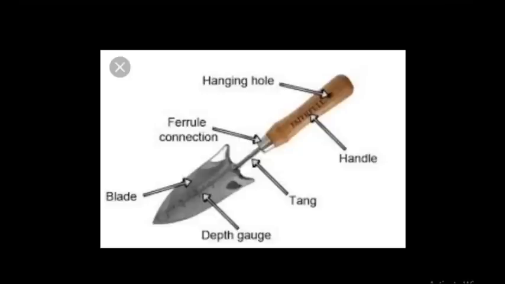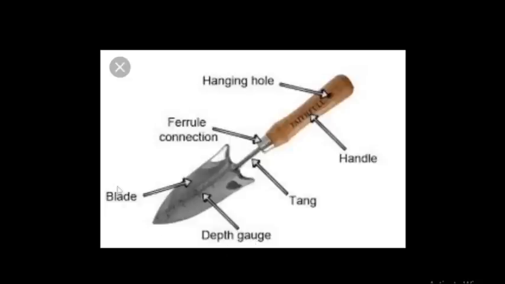So this is a labeled diagram of what the hand trowel looks like. This part here is called the handle, and it has a hanging hole at this tip here, and then we have a ferrule connection here where the tang is attached, and then we have this part here which is the blade, and it is graded. That is why we have the depth gauge here.